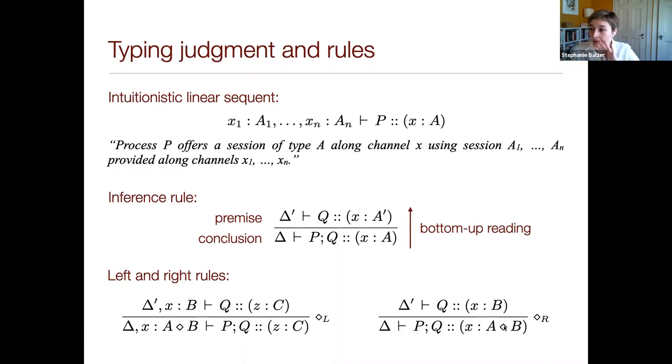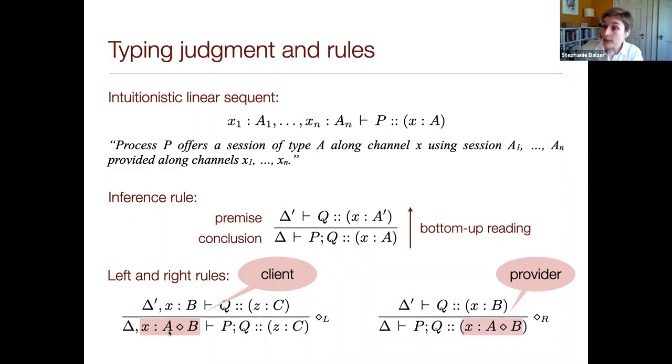All right, so what does that mean? If we have the left rule, we can describe the interaction with a process that offers such a type from the point of view of a client. And with the right rule, we describe the interaction from the point of view of the providing process.